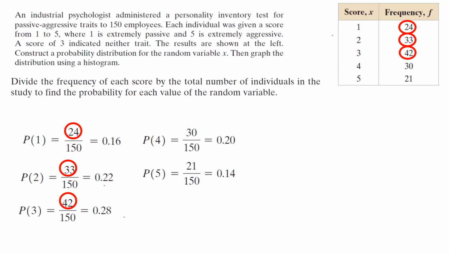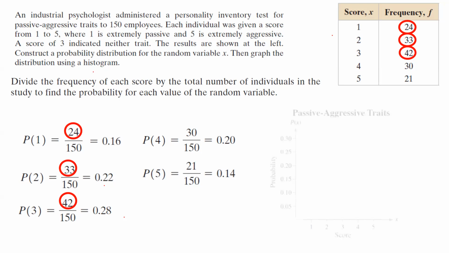Probability of 5 is 21 over 150 or 14%. So these are the probabilities for each one of these scores. If you add these probabilities together, it adds to 100% or 1. The question also says, hey, graph this, use a histogram.